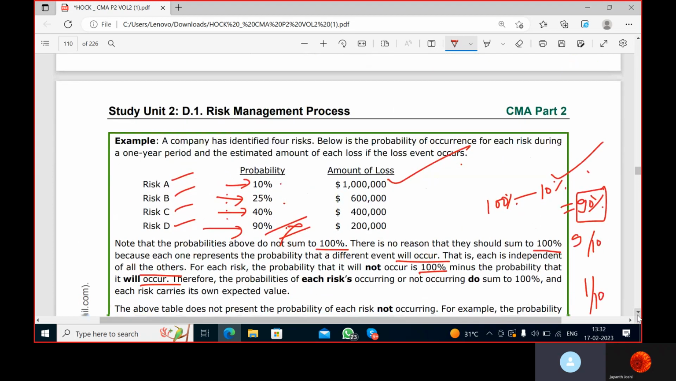You can ask. Calculate the probability times the amount of loss to get the expected loss. Yes. Okay.